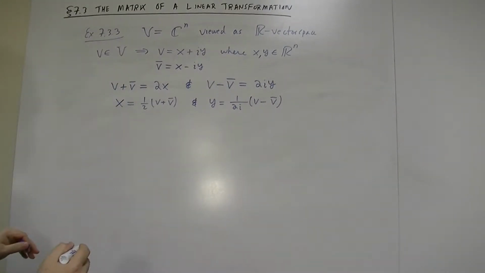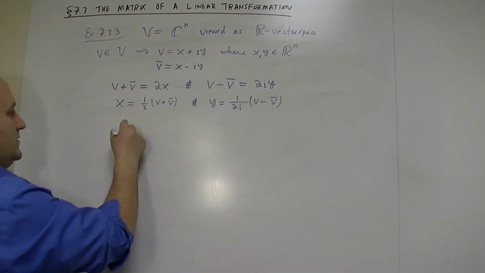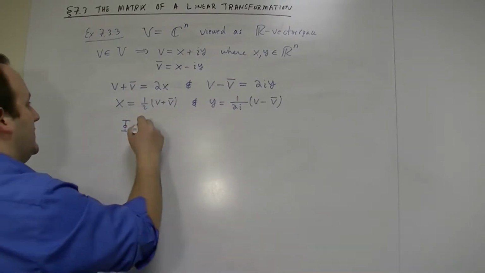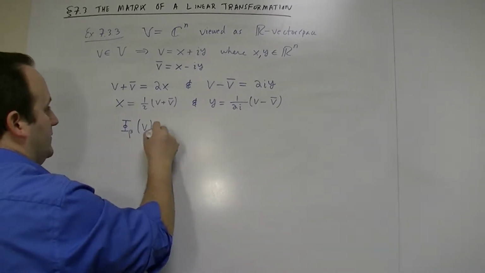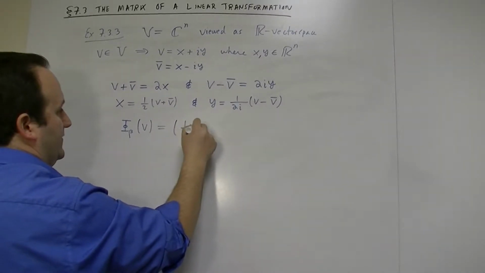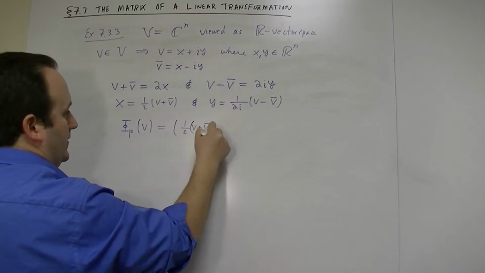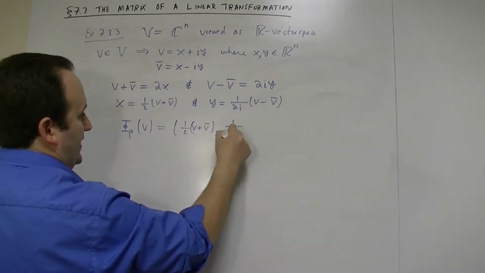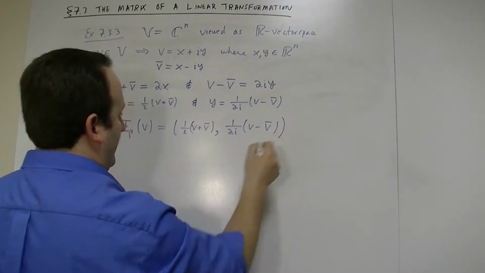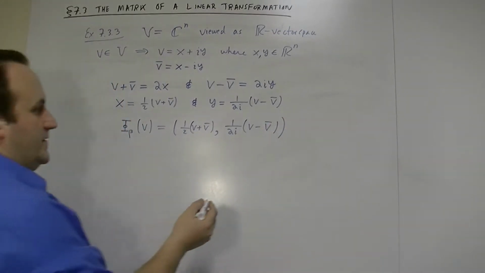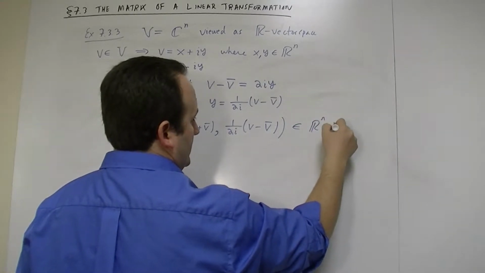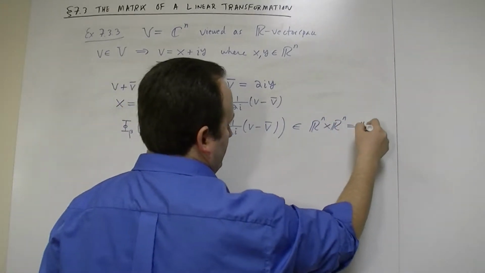Excuse me. So if I wanted to define this as a coordinate map, I think I could. So phi beta of v will be equal to (1/2 (v plus v bar), 1/(2i) (v minus v bar)). So this would be an element of R^2n.